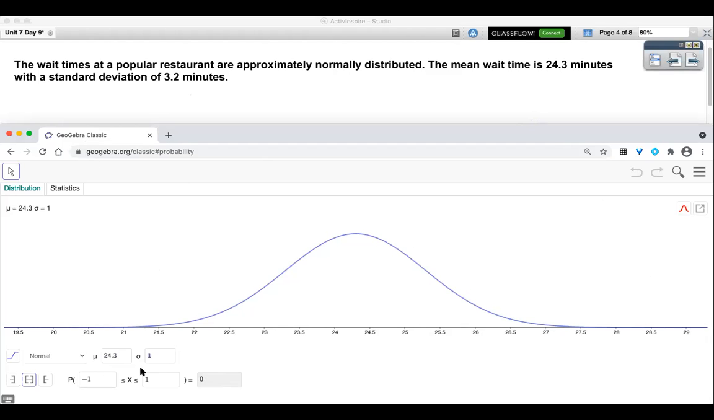So I'm going to change this number right here. Remember, that's our symbol for standard deviation. So I'm going to change that 1 to a 3.2. Okay, we now have a normal curve with a mean of 24.3 and a standard deviation of 3.2.